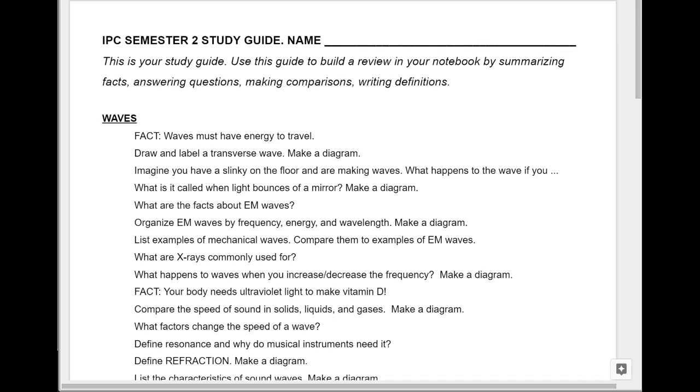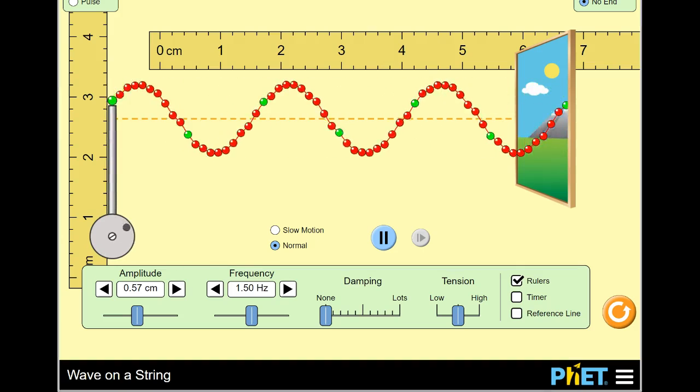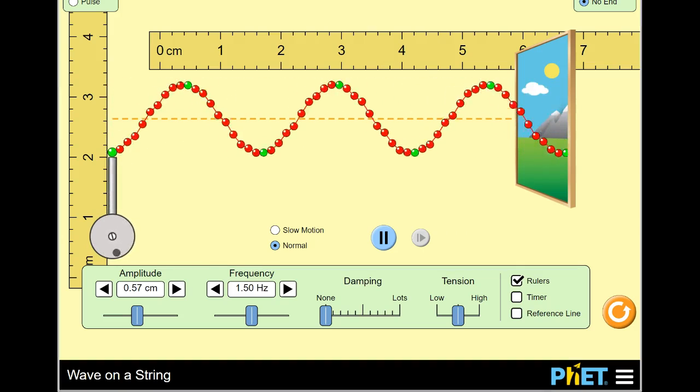The next question a lot of people have asked about, we'll go over this one more time in class, but imagine you have a slinky on the floor and you're making waves. And what happens to the wave if you... So we need to go to a simulation and look at this a little bit. So look at this wave.